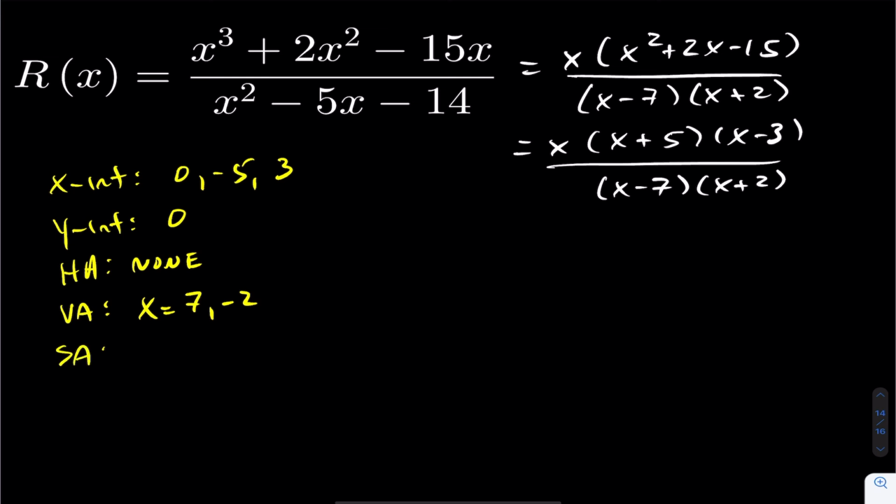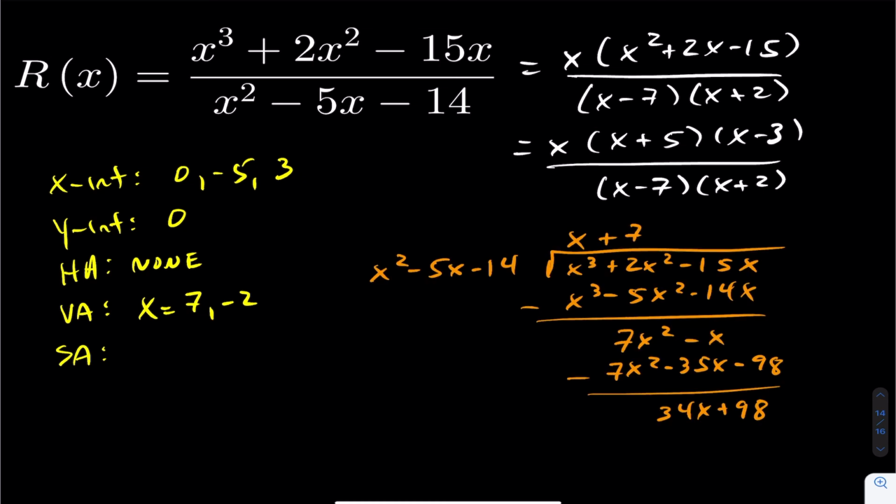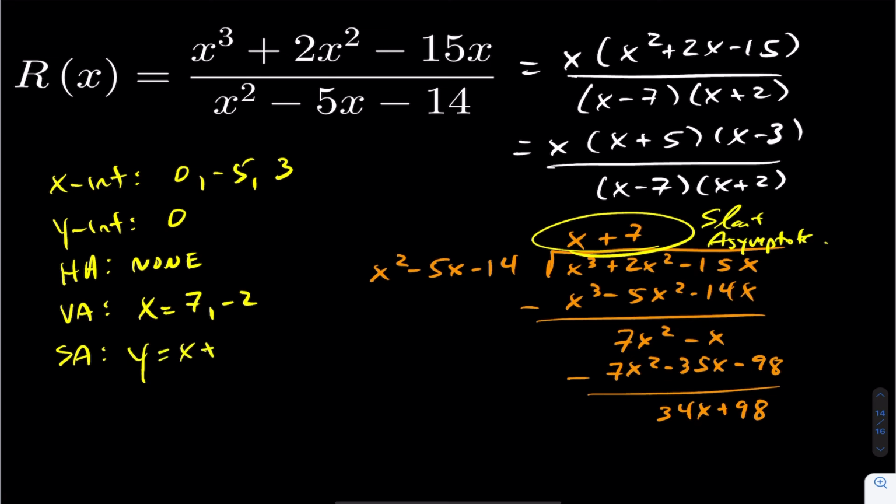And lastly, to find our slant asymptote, we'll have to go through long division. So going through long division, we get the following. We don't have to go through that whole process again. You can see here that my slant asymptote, as we discussed, is always going to be your quotient. So now I know I have a slant asymptote of y equals x plus 7. Now that we have all our information, let's go ahead and graph our rational function.